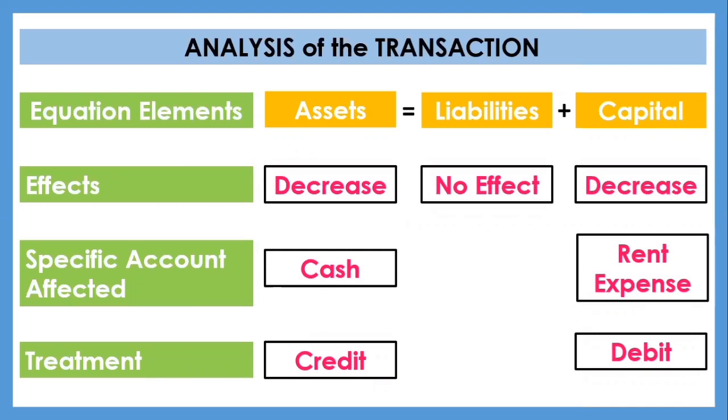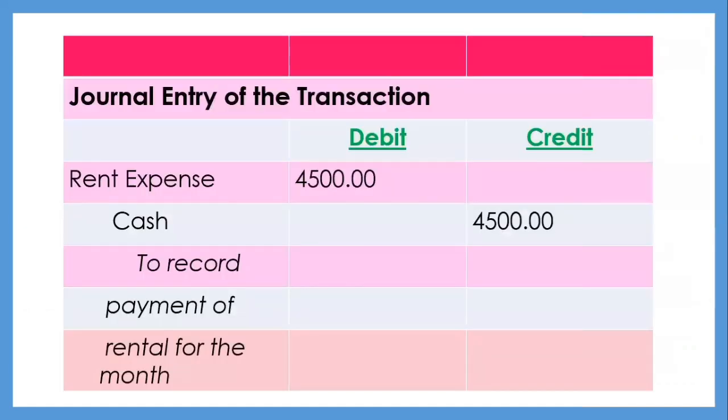And so for this matter, this is how our journal entry preparation looks like. So under debit side, we have rent expense, 4,500 pesos. And under credit side, we have cash, 4,500 pesos. And the brief description, to record payment of the rental for the month.